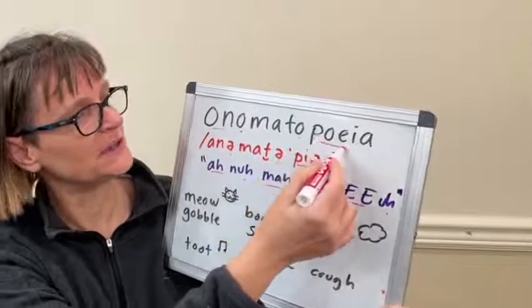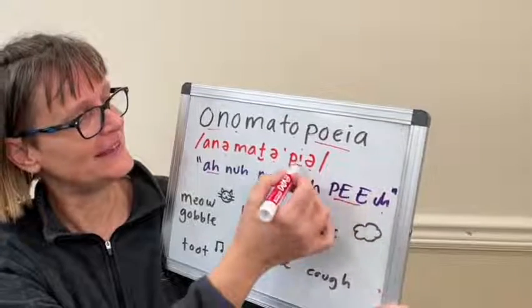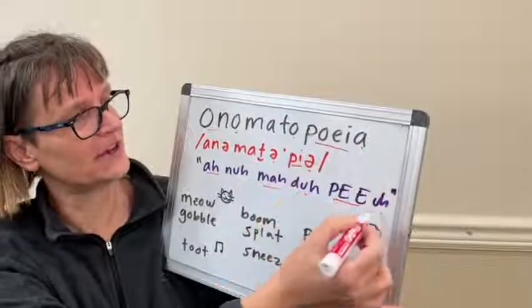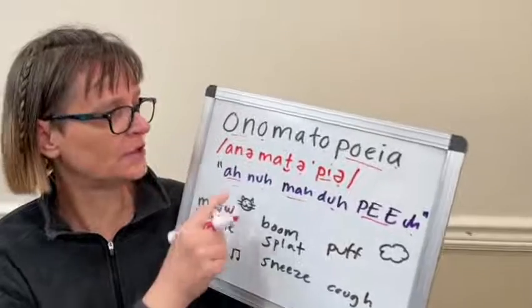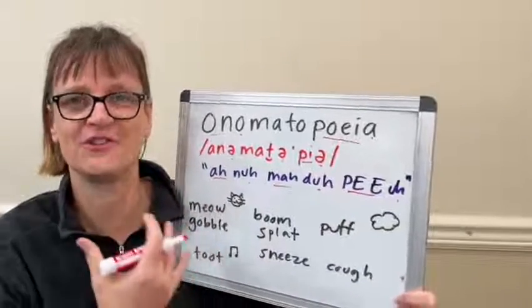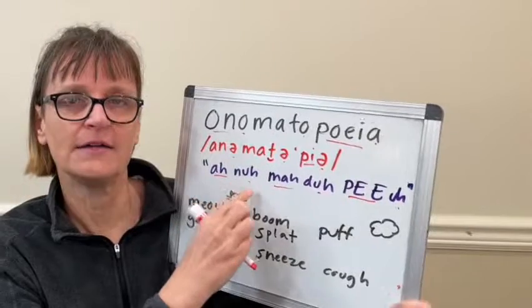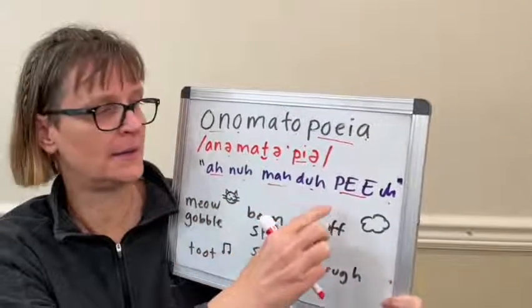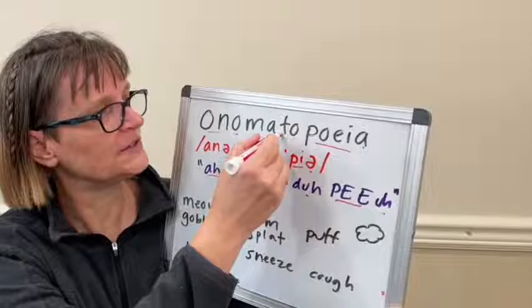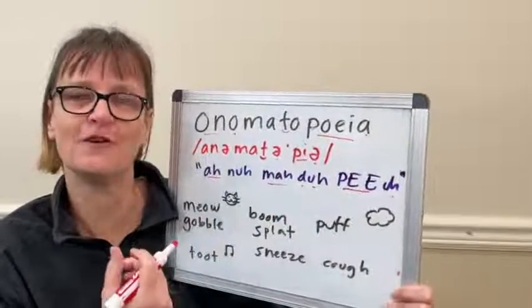Then this one's the weird one. We have the E, the tense E vowel, and the last letter A says ah. Go slowly and then speed back up. That should help you to say this word fluently and easily. Sounds like onomatopoeia.